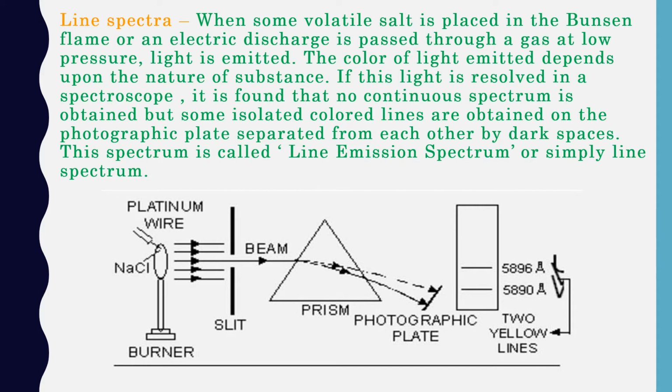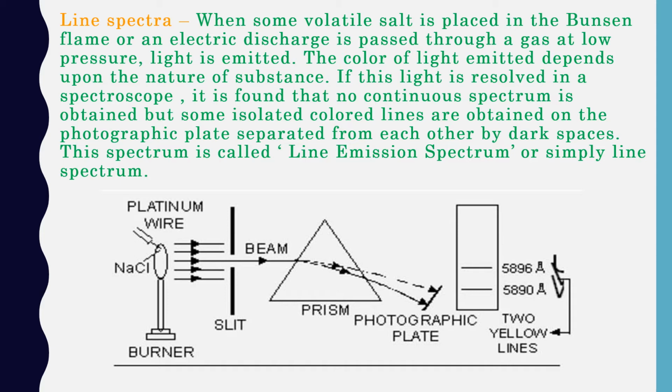Switching towards the second type, that is line spectra. As you can see over here, when some volatile salt, for example sodium chloride, is placed in a Bunsen flame or burner, or an electric discharge is passed through a gas at low pressure, light is emitted. The color of light emitted depends upon the nature of the substance. For example, sodium or its salts emit yellow light, while potassium or its salts give out violet light. These are the colors you can see when you do inorganic salt detection in the flame test.